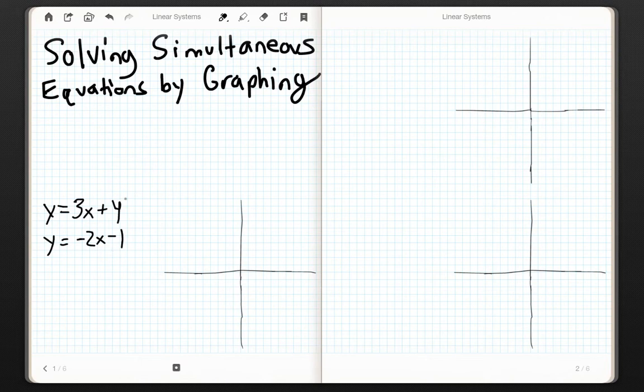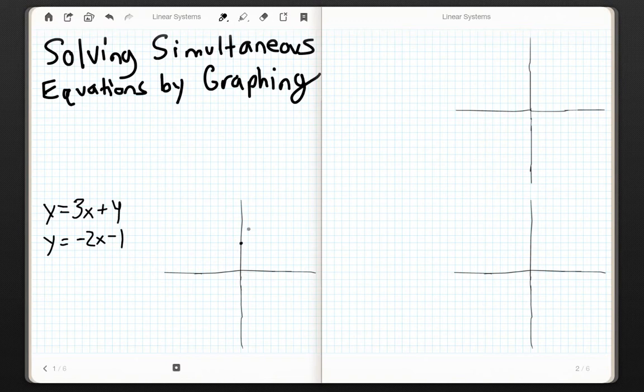So one way to do this is to treat both of these equations as lines. Remember, these are in slope-intercept form, y equals mx plus b, so we can easily graph them. And the solution to both equations will be the point where those two lines intersect, because we're finding an x and y coordinate pair that is a solution to both of those lines. So let's do that. Let's graph y equals 3x plus 4.